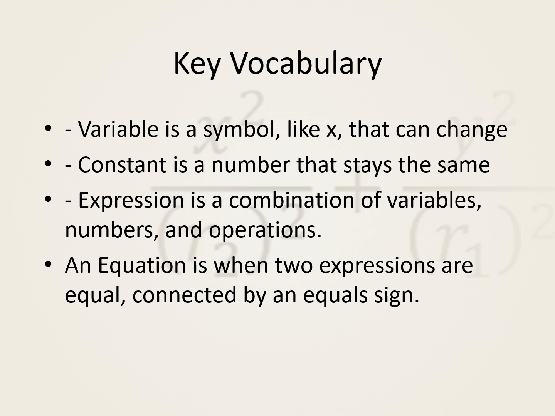These four words are the building blocks of algebra. A variable is a symbol like X that can change. A constant is a number that stays the same. An expression is a combination of variables, numbers, and operations. An equation is when two expressions are equal, connected by an equals sign.